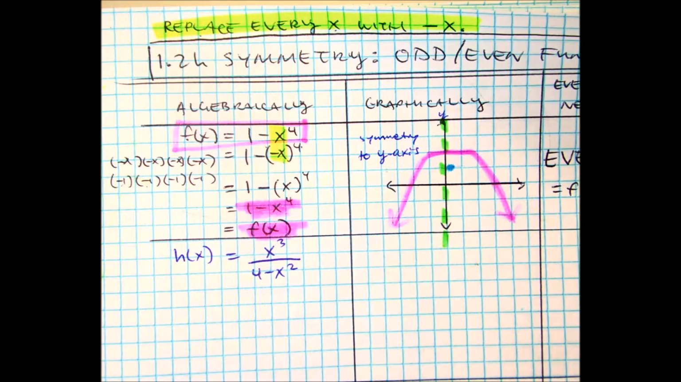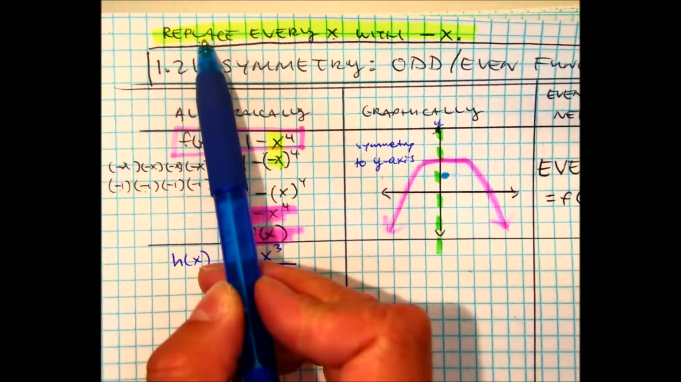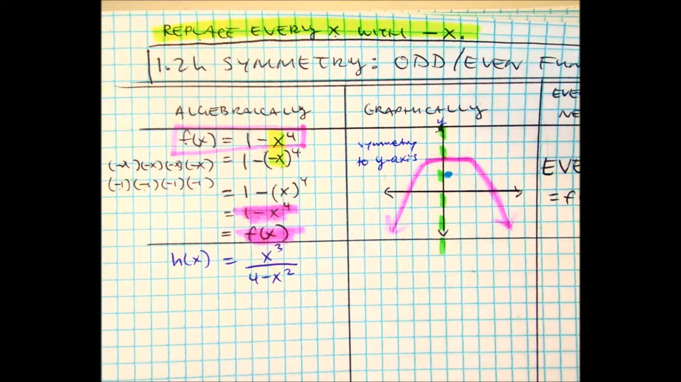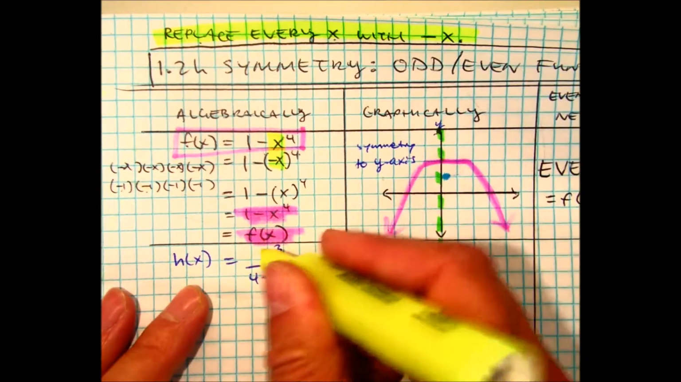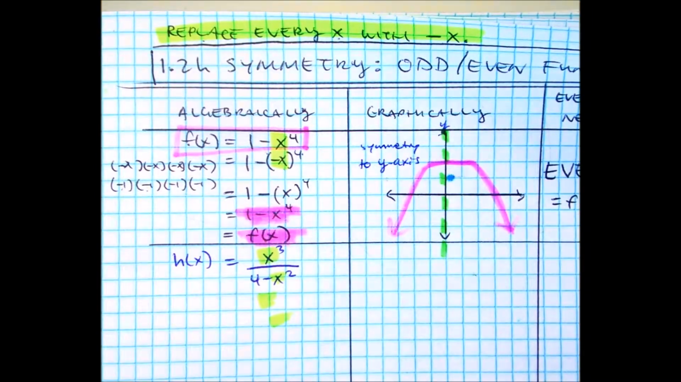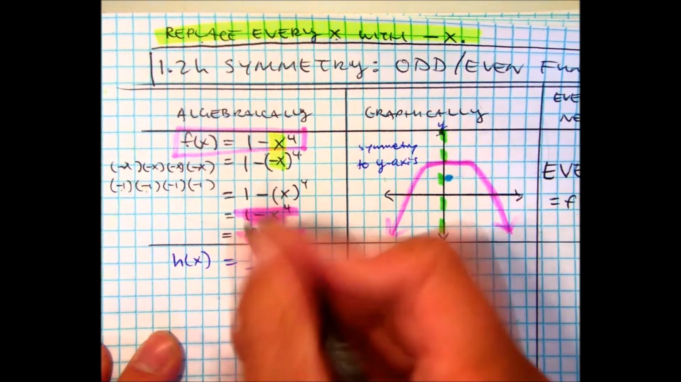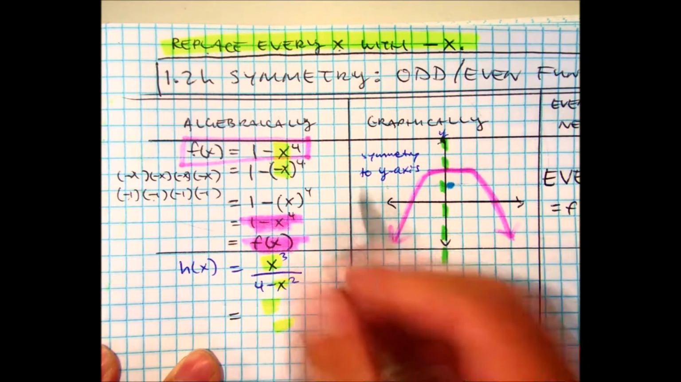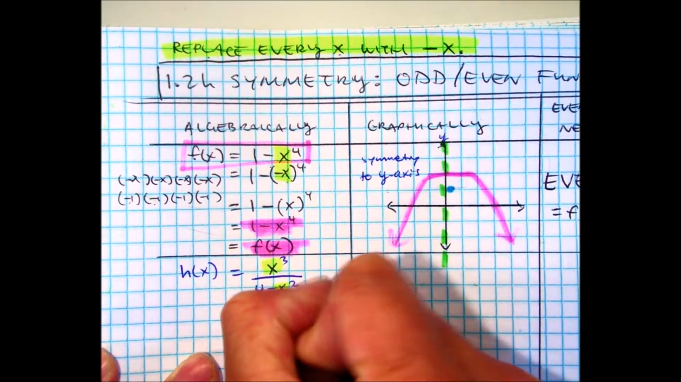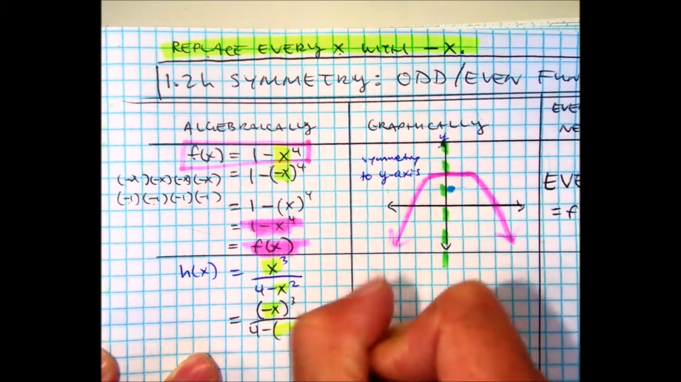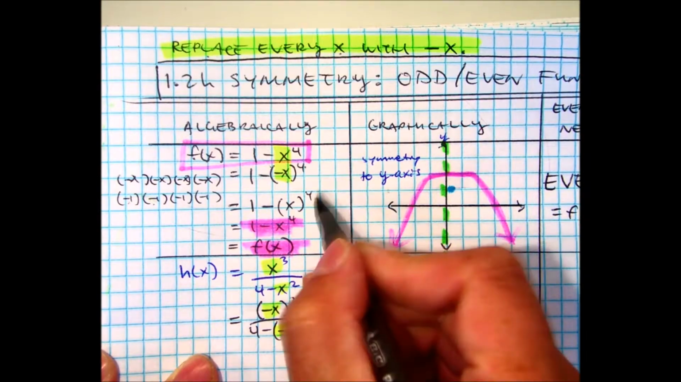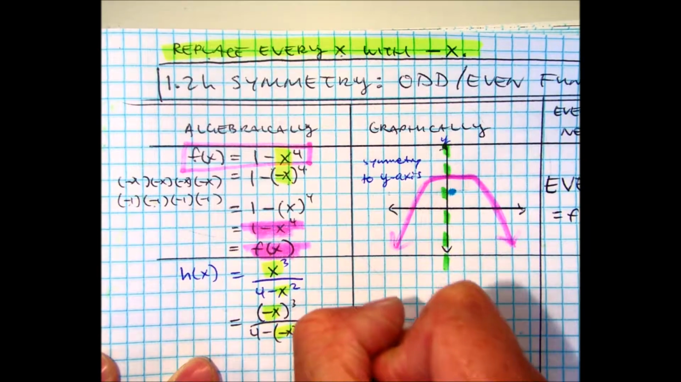Alright, in this problem we're going to do the same thing. Class, read it to me on the count of 3. Ready? 1, 2, 3. Replace every x with negative x. So I'm going to replace each of these x's with a negative x. Do that. Oh, that one was squared.